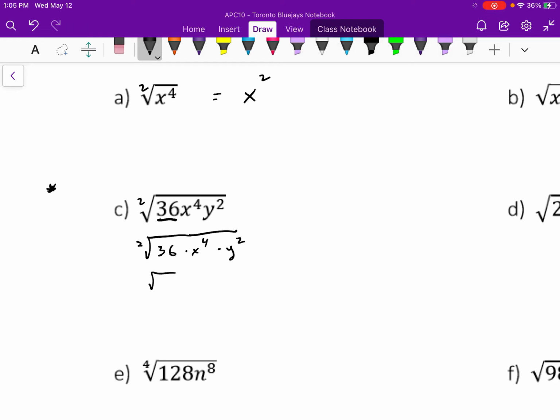So really, I can just apply the multiplication rule 3 times. So it looks like this. The square root of 36 is 6. The square root of x to the power 4 is x squared. The square root of y squared is y. Well, that wasn't too exciting. But hopefully, our next examples will provide us with much more challenging problems.